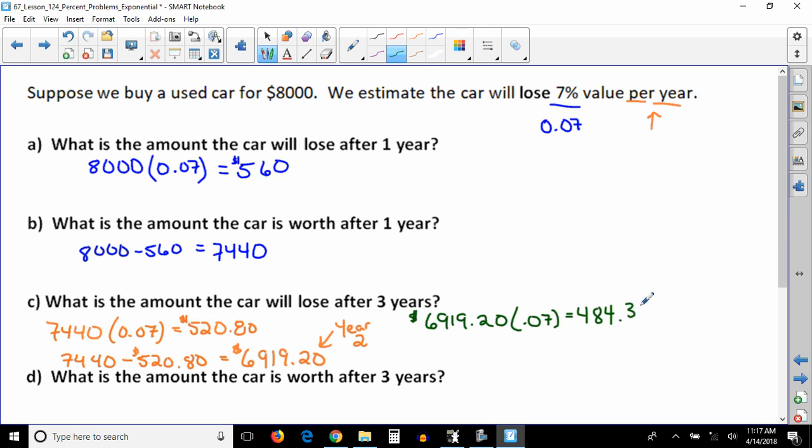And you're going to have to round that, because we're going to do dollars and cents here. And if you don't round it, it's going to look kind of strange that you didn't do dollars and cents. I would round correctly.